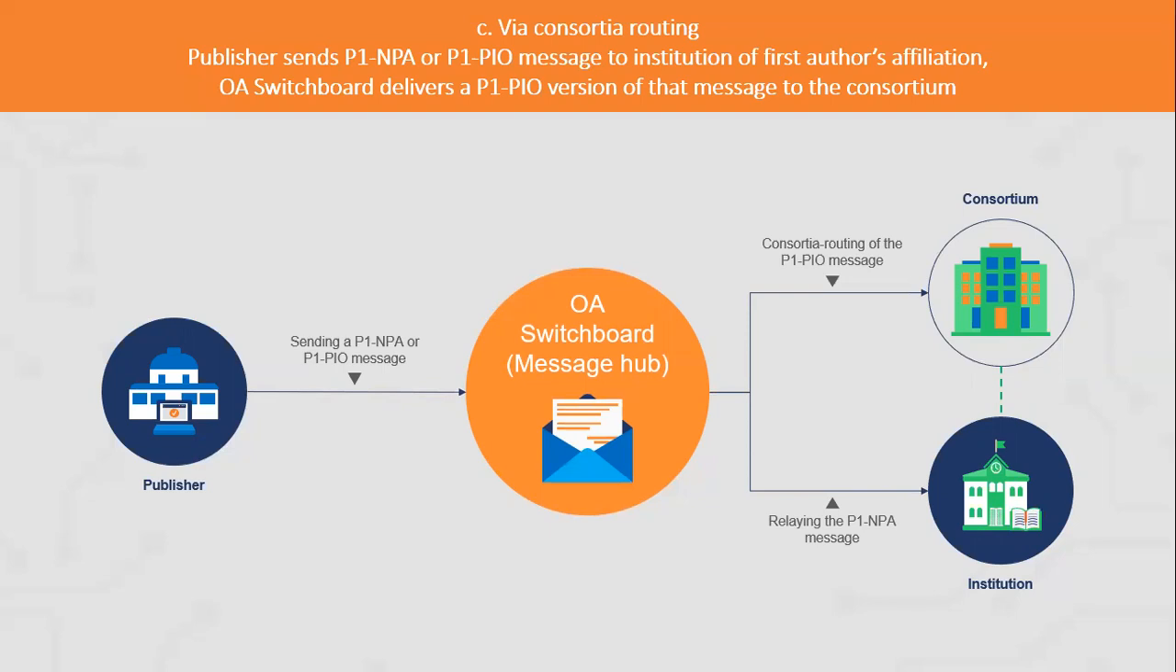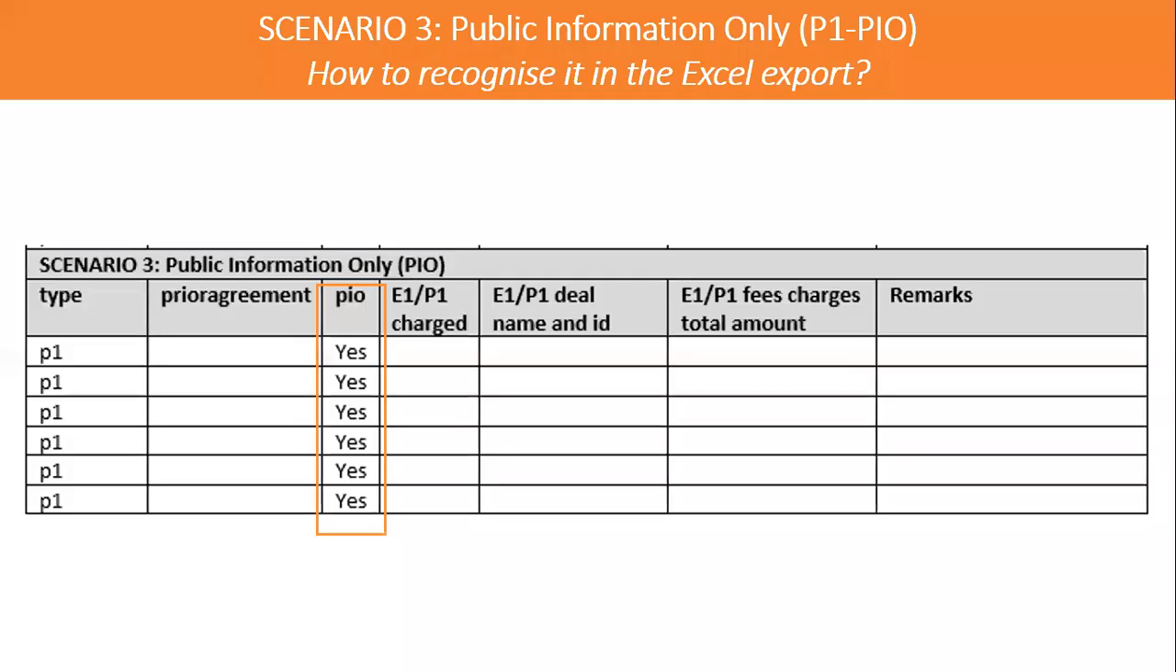The third reason for receiving a P1 PIO message is via consortia routing. This case occurs when the publisher sends a P1 no prior agreement message or P1 PIO to the institution of an author. OA Switchboard then also delivers a P1 PIO version of that message to the consortium that the institution belongs to. This consortia routing also works on top of AutoCC, so for the non-primary affiliation for the author and other authors than the first.